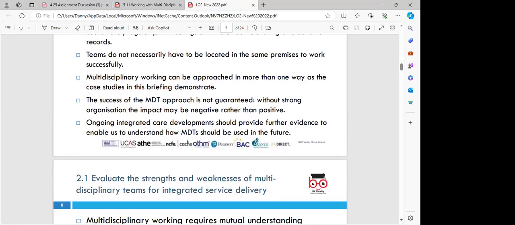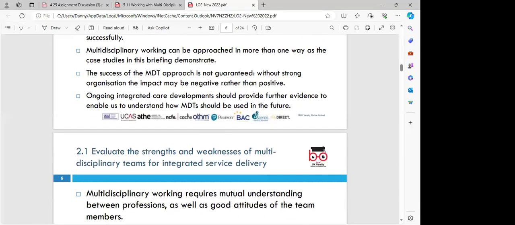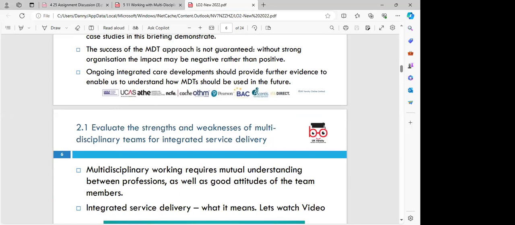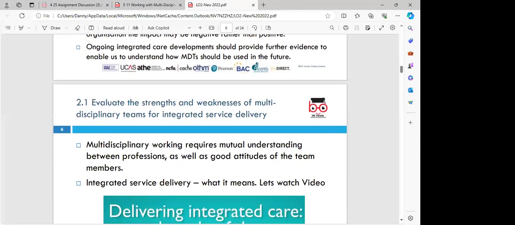Multidisciplinary working can be approached in more than one way, as the case studies in this briefing show. This is not one particular way, but it could be achieved in different formats and different ways for the same purposes as well. Ongoing integrated care development should provide further evidence to enable us to understand how MDTs should be used in the future. So those are talking about research background within the MDTs so that evidence can be provided.